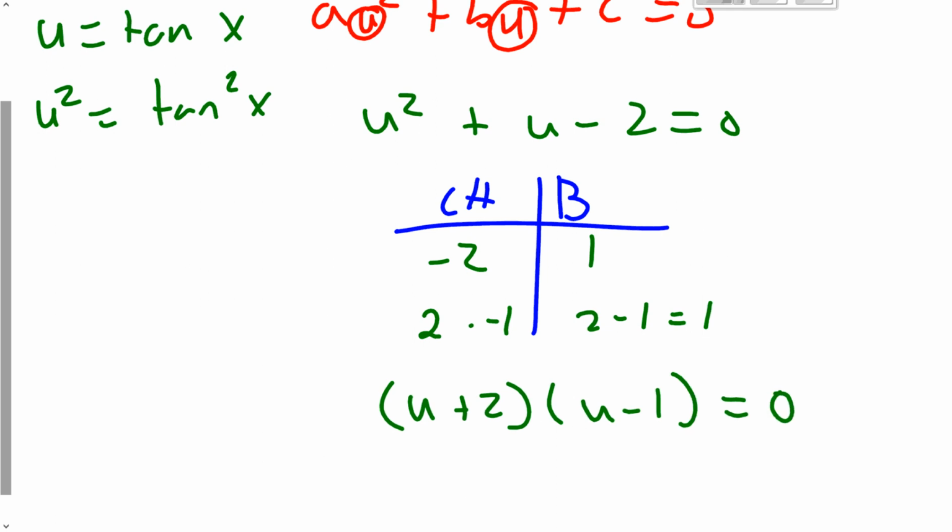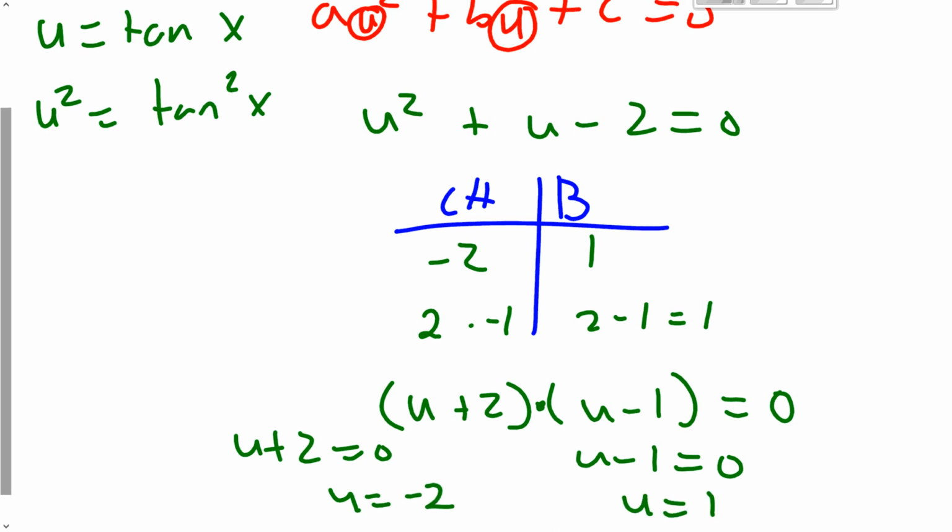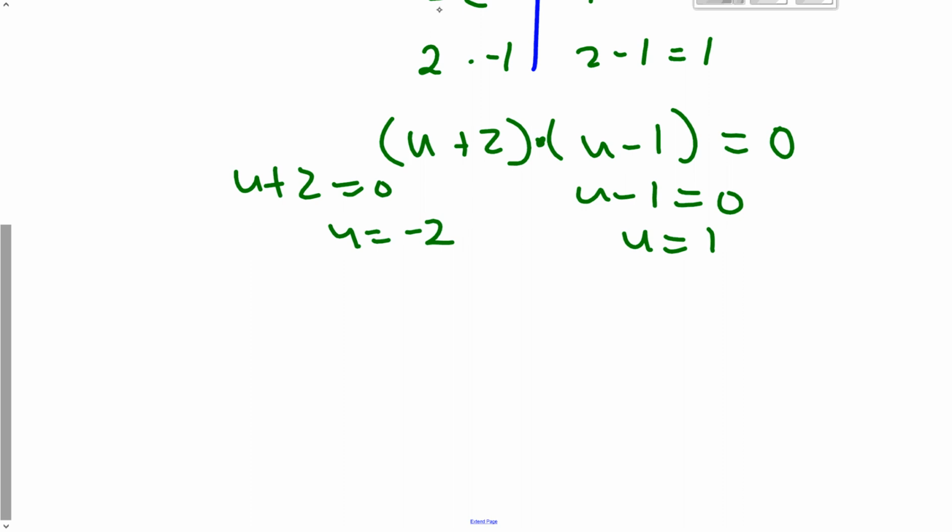So we get u plus 2 times u minus 1 equals 0. You can use the zero product property because it's multiplication of two different things, two binomials. So u plus 2 equals 0, and u minus 1 equals 0. So u equals negative 2, and u equals 1. Then we can substitute our u back in, which is tangent. So tangent of x equals negative 2, and tangent of x equals 1.